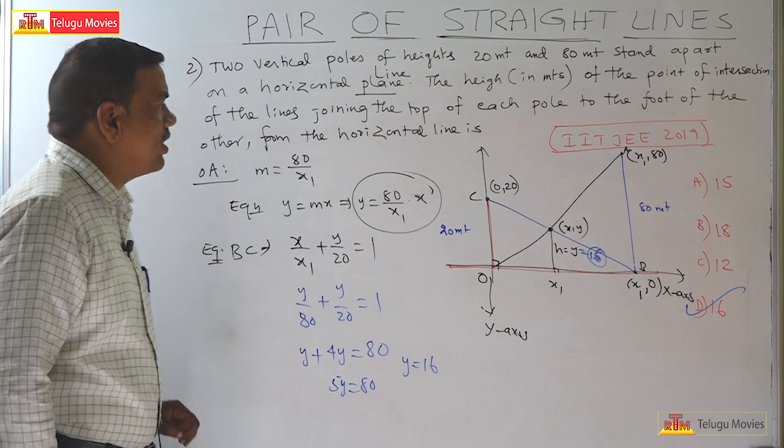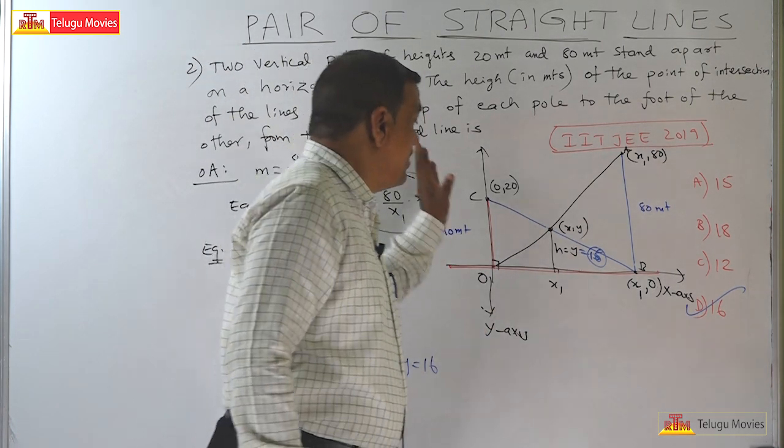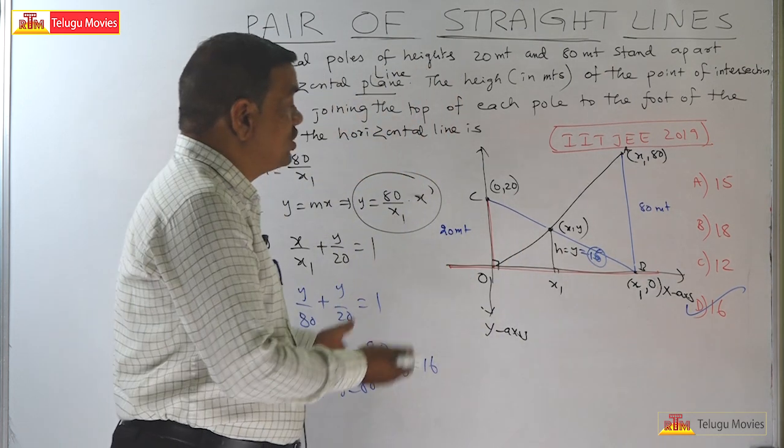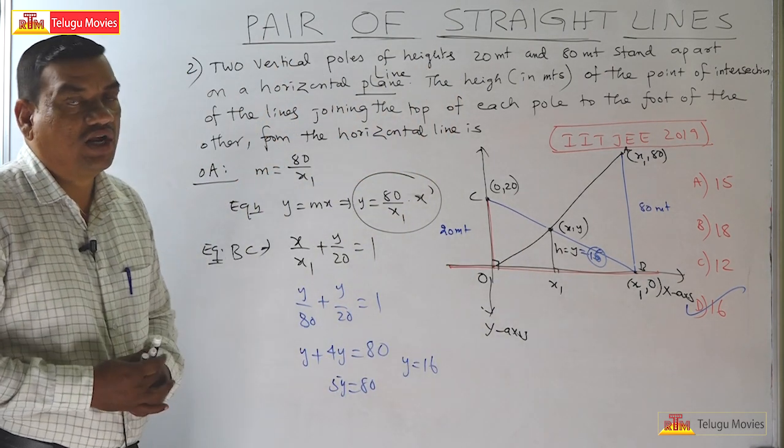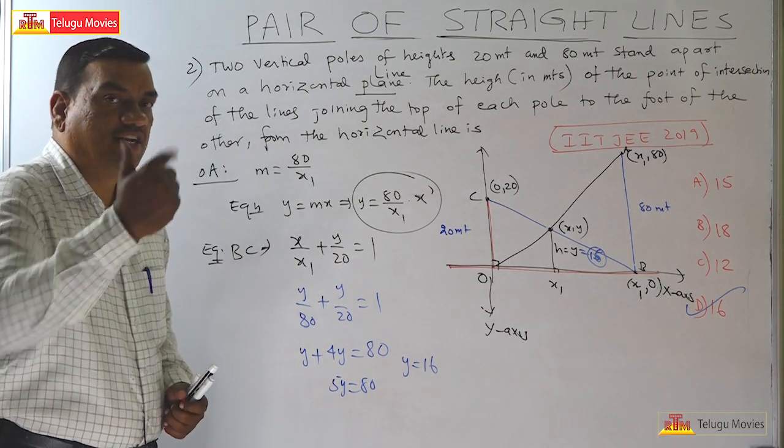So a very, very easy problem. The only thing is to find the equation of OA and the equation of BC and solve them, and you will get the answer. I hope that you understand this solution. Let us go for the next problem.